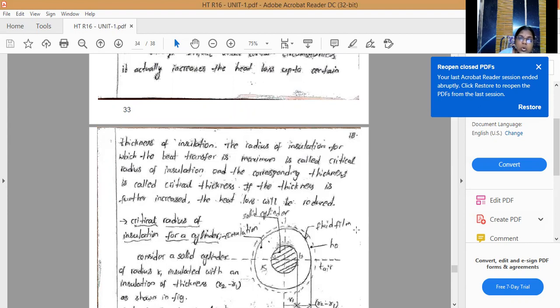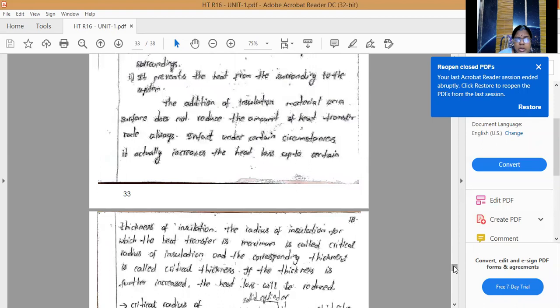I want to tell it in one word, students. When we take a cylindrical shape, what is the exact meaning of critical radius? Normally, when we provide insulation, it prevents the heat flow from system to surroundings and surroundings to system, and it decreases the heat flow. But in this case, when we add insulation, it does not decrease the heat loss, it increases the heat loss. It increases the heat rate.